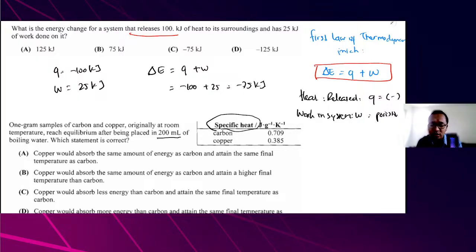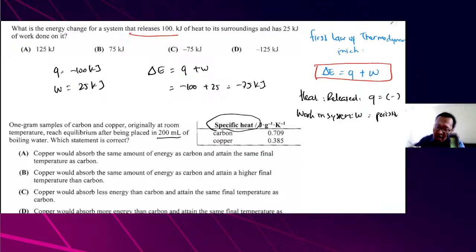I just want to restate again. Specific heat capacity is the amount of heat required to raise the temperature of 1 gram of a substance by 1 degree Kelvin or Celsius. This is the most important concept.